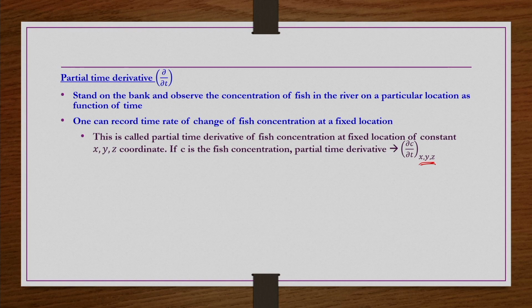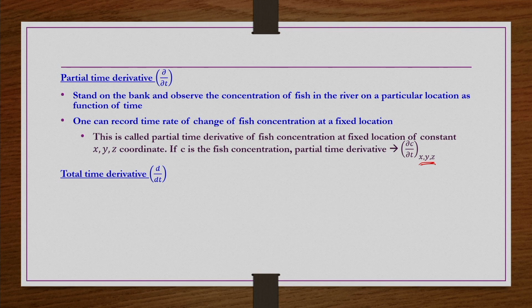You are fixing the location, and you are not in the river, right, you are sitting on the bank, and you are fixing a location in the river. Then you try to measure the time rate of change of fish concentration at that particular location, with respect to time. So, that is nothing but dou C by dou t.